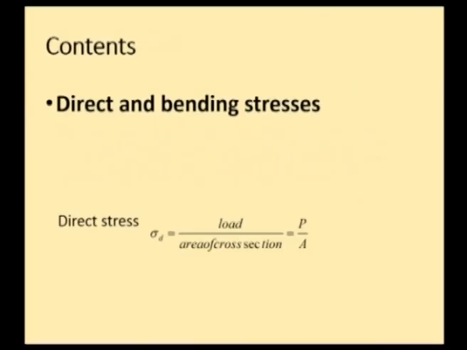Welcome to the UGC lecture series for Bachelor of Architecture. This lecture covers Unit 4 of the subject Mechanics of Structures, namely columns. We will be studying the various terminologies related to columns. So, the contents will be direct and bending stresses. We will see when there will be direct stress and when there will be bending stresses in columns.